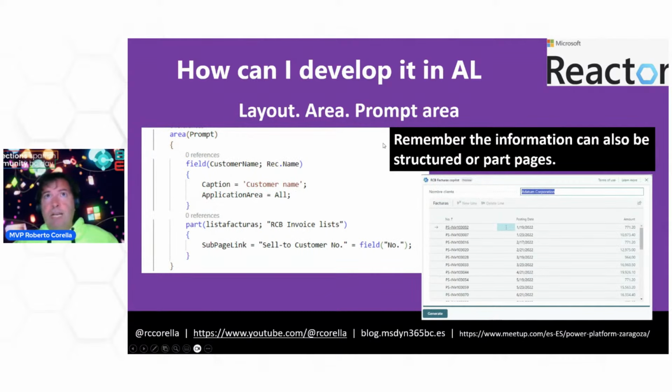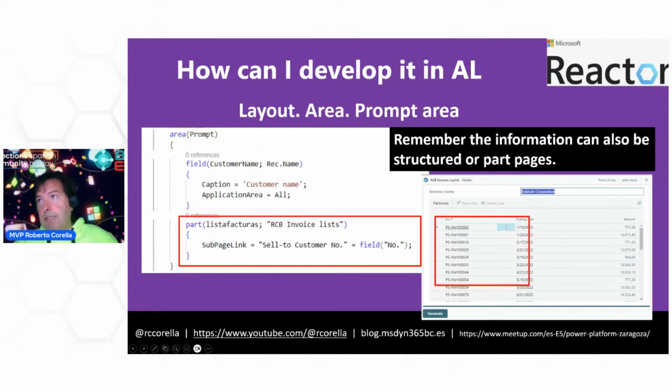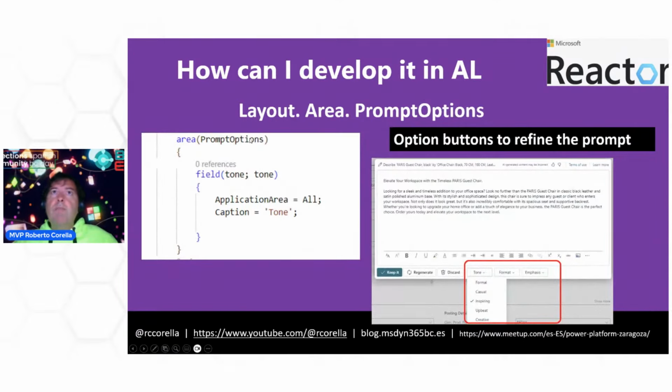The second area is the prompt area. Remember that the information can be structured. Then we can have this kind of information, and then we can have a part like this. This is a structured page in our prompt.